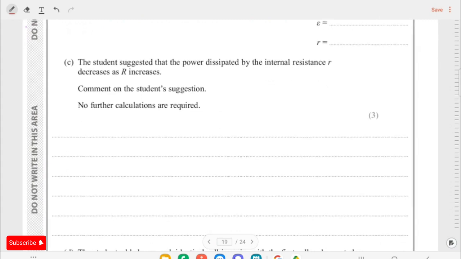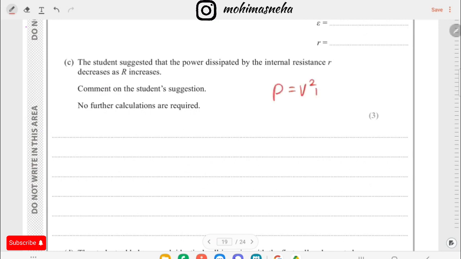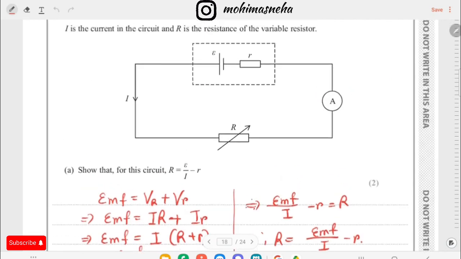The student suggested that the power dissipated by the internal resistance r decreases as the resistance of the fixed resistor increases. We need to comment on the student's suggestion and no further calculations are required. Now power dissipation can be represented using the equation P equals V squared over R, or for the fixed resistor it will be V squared over capital R. Now over here, as capital R and small r, the fixed resistor and the internal resistor, were connected in series, if the resistance of the variable resistor is increasing, then its voltage requirement will also increase.